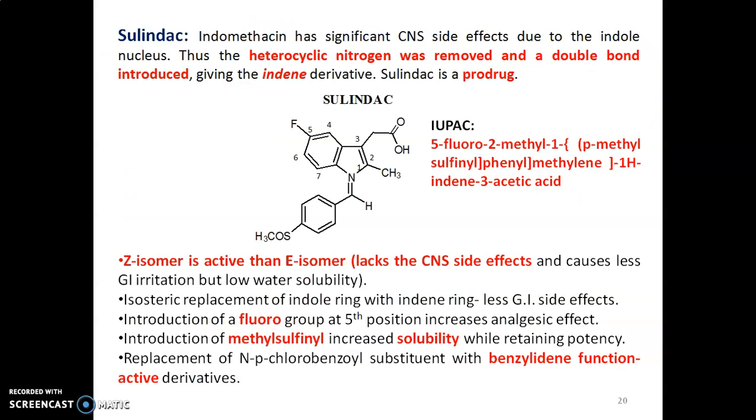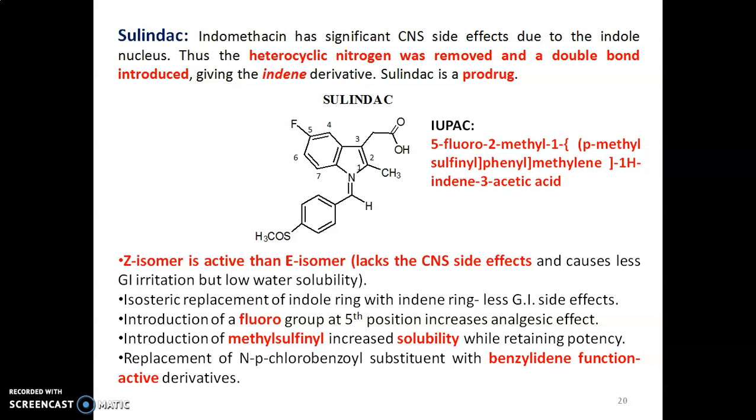We can see here, this is the structure of sulindac. In indomethacin, there is presence of 2 nitrogen in the indole ring, whereas in sulindac, there is presence of only 1 nitrogen atom. Thus, the heterocyclic nitrogen was removed and a double bond was introduced in sulindac to give indene derivative. The Z isomer is more active of sulindac than the E isomer.